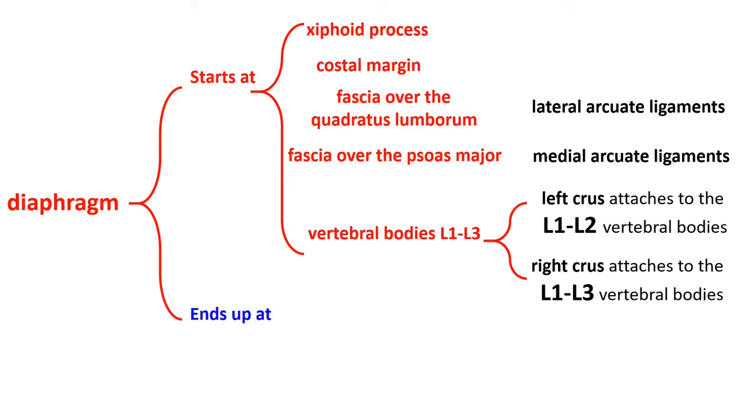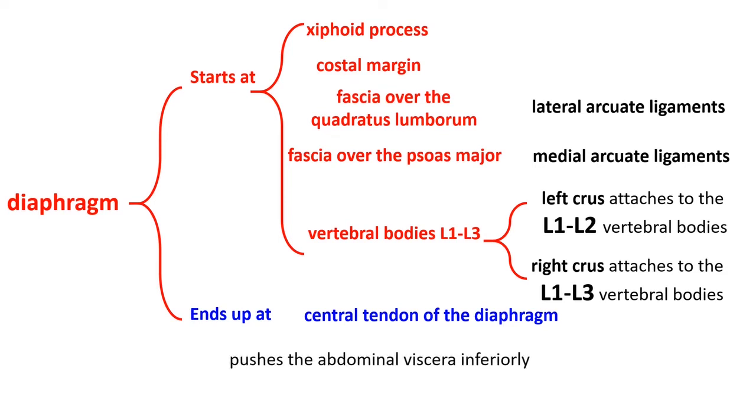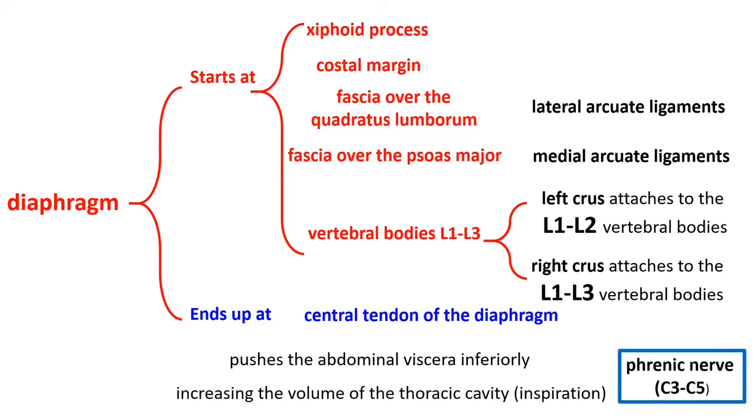Where are these muscle fibers going to end up? They end up at the central tendon of the diaphragm. And when these muscles contract, they pull the central tendon down and push the abdominal organs inferiorly, and that is going to increase the volume of the thoracic cavity, and that is inspiration.